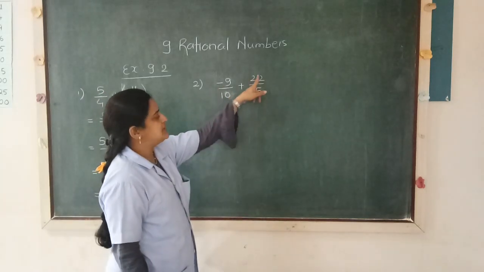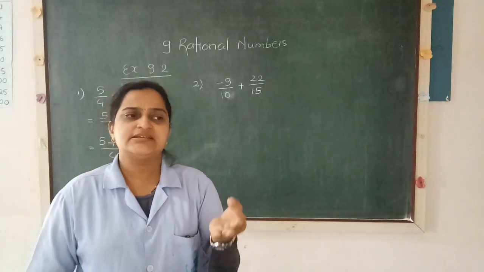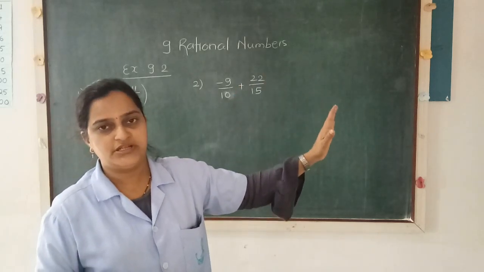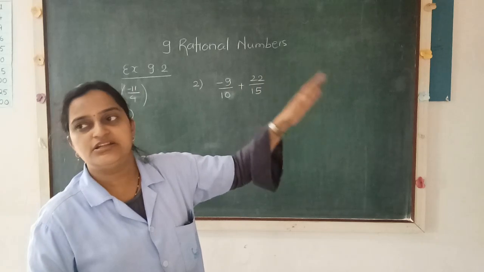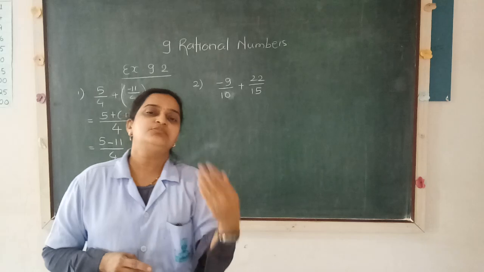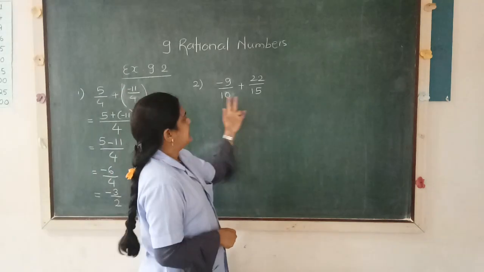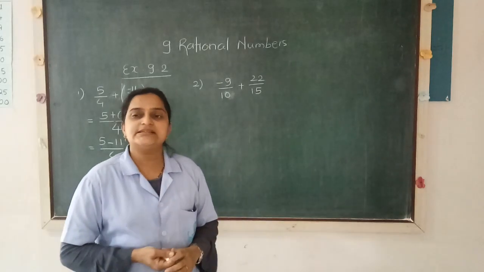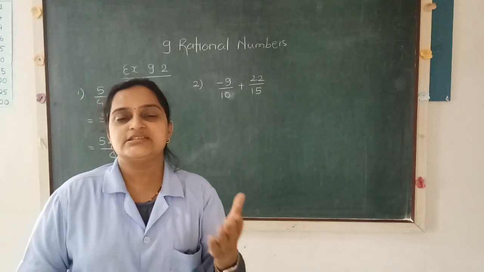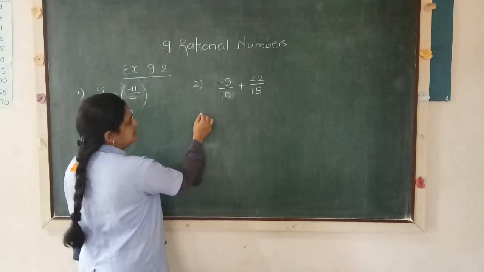Minus 9 upon 10 plus 22 upon 15. Here the denominators are not equal. The simplest way is cross multiplication: multiplying the first fraction by the denominator of the second, and the second by the denominator of the first. But we have one more way, by considering the LCM of 10 and 15, right? What is the LCM of 10 and 15? I mean to say, which is the nearest number divisible by both 15 and 10? Isn't it 30? Yes.